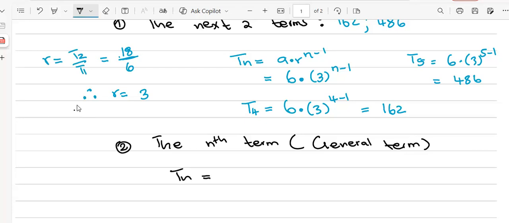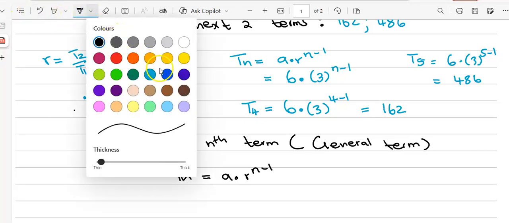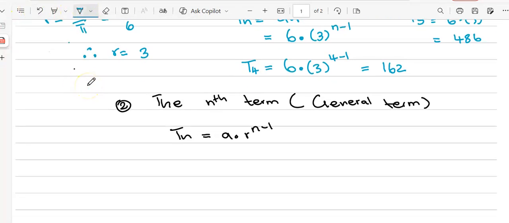Using the formula Tn is equal to A times R to the power n minus 1, we just have to do our quick substitution. Where there's A, we put 6, multiplied by, inside the bracket, 3 to the power n minus 1.